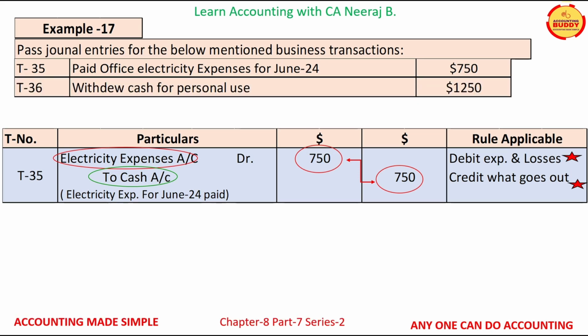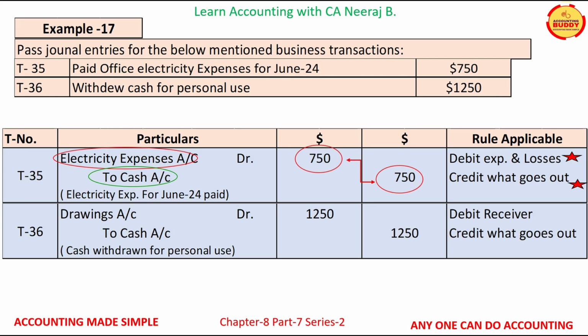Transaction T36 is $1,250 are withdrawn for personal use. The two accounts affected by this transaction are drawings account and cash account. Drawings account is a personal account. Therefore, as per the rule of personal account, receiver account is always debited. Cash is a real account, and the rule for real account is credit what goes out. Therefore, this transaction is recorded for $1,250 by debiting drawings account and crediting cash account.